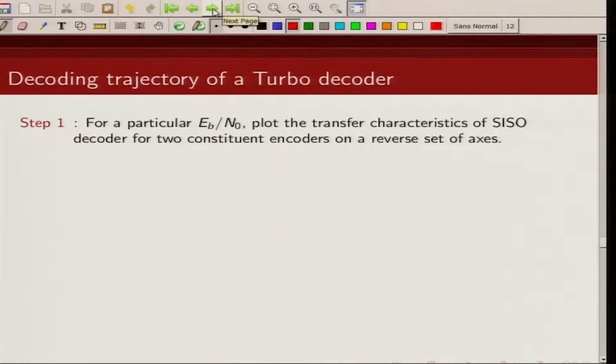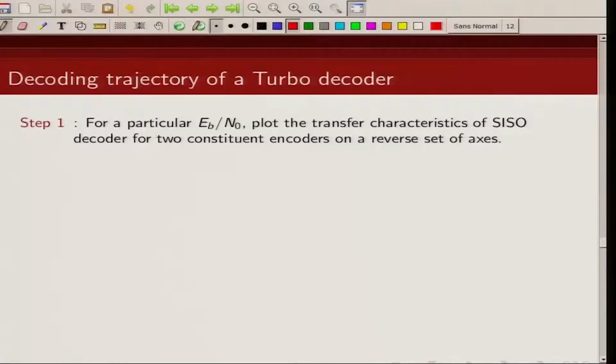Now, let us see how we can draw the decoding trajectory of a turbo decoder with the help of these transfer characteristics. For a particular signal to noise ratio, as I said, we plot the transfer characteristics of the two constituent encoders on reversed sets of axes. For decoder 1, SNR in will be on the x axis and SNR out on the y axis, whereas for decoder 2, SNR in will be on the y axis and SNR out on the x axis.